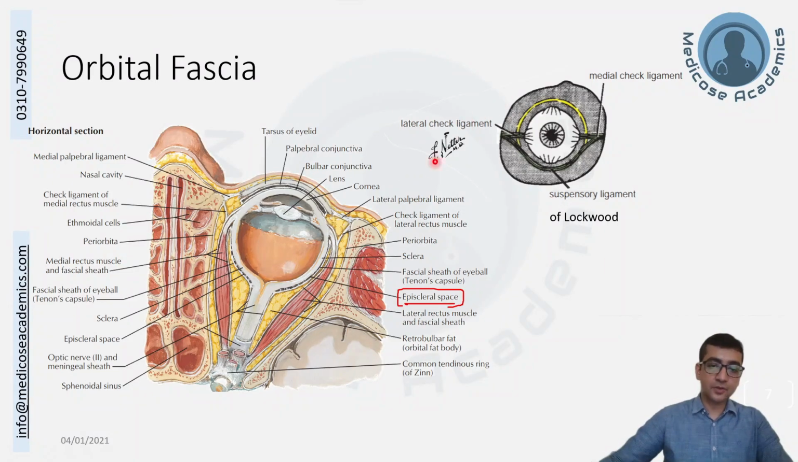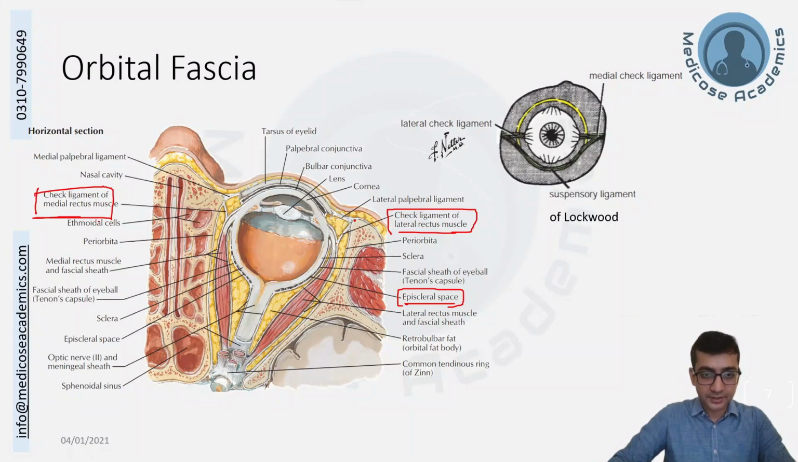This space is continued with the fascia of the muscles around it, continued back with the sheaths covering the optic nerve, and on the side it becomes continuous with the periosteum. As we can see from here, at this point and this point, the fascial sheaths become thick and triangular as they get attached from the muscles to the wall of the orbit. These are known as check ligaments.